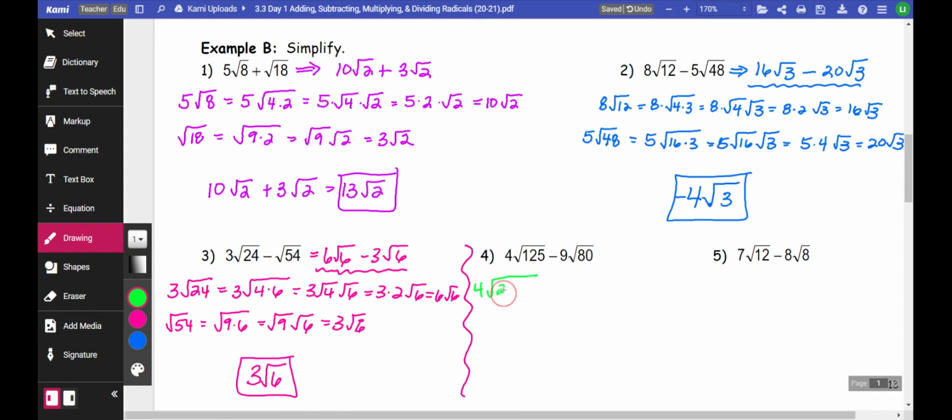Square root of 125 is 25 times 5. So I have 4 times 5 times square root of 5, and I get 20 square root of 5. Okay, now for the next one, 9 square root of 80. 80 is 16 times 5. So 9 times 4 root 5. We get 36 square root of 5.